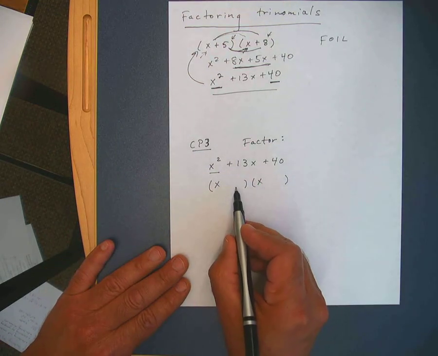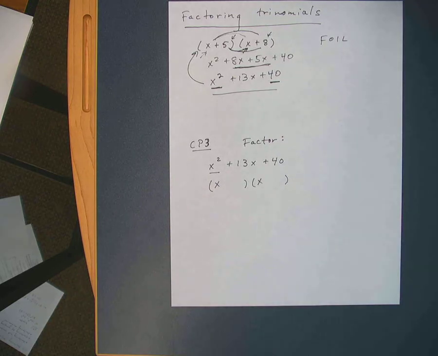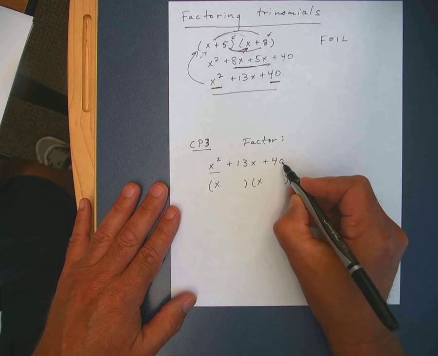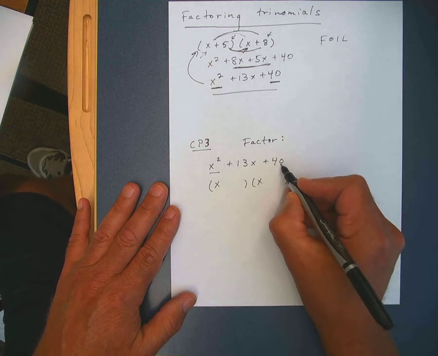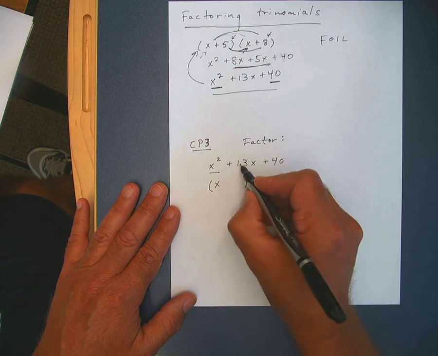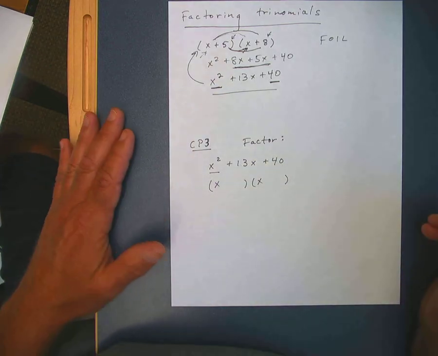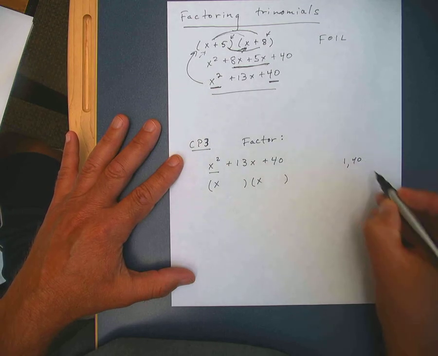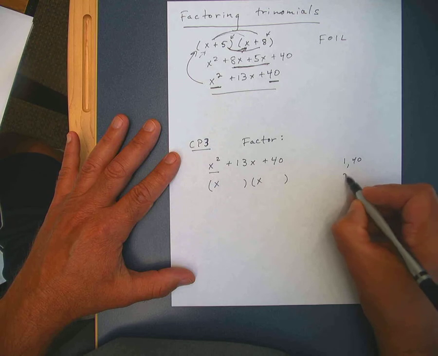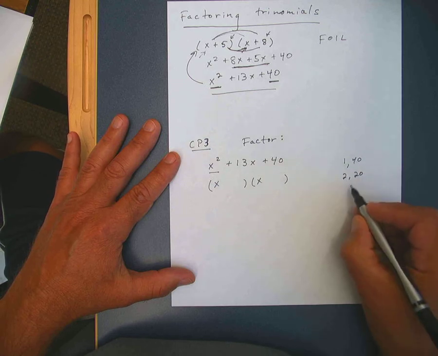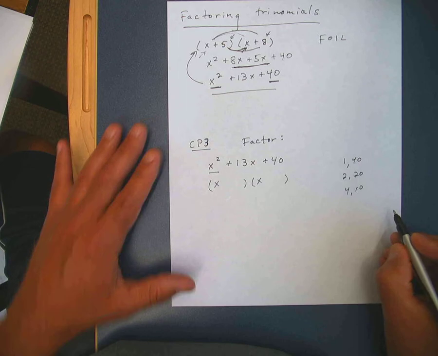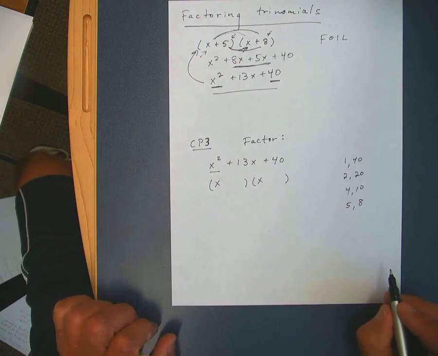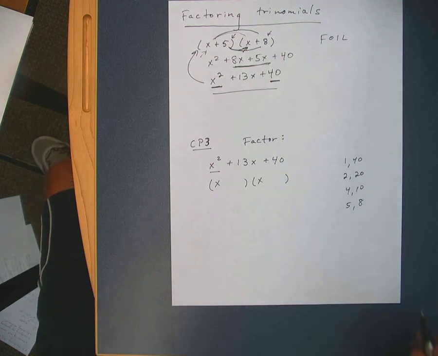The next part, we're going to do some educated guessing. The 40 is going to have to come from multiplying two numbers together to get 40, but then they also have to add up to give us a positive 13. So I would look at factors of 40 and then consider them. We have factors, let's see, 1 and 40 is the obvious one, 2 and 20, 4 and 10, 5 and 8, and I think those are the only pairs of factors that we have.